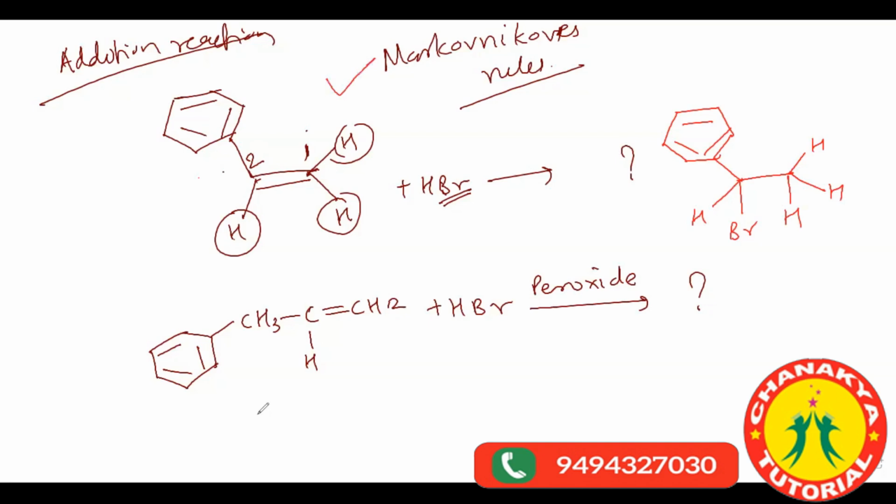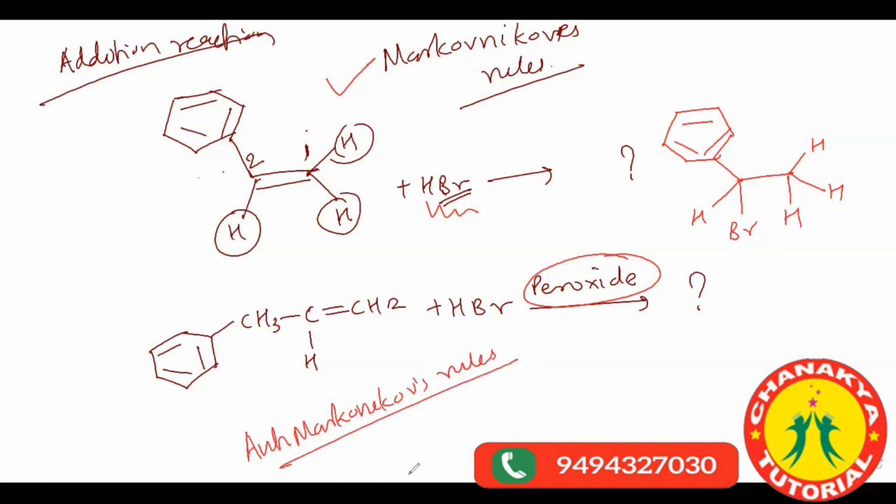what we will get if you use it with a peroxide? If you use it with a peroxide, it won't follow Markovnikov's rule, it will form the anti-Markovnikov product. Anti-Markovnikov's rule is also called the Sedzev rule. That you have learned in your grade 11th, right? And what you will get here as a product.